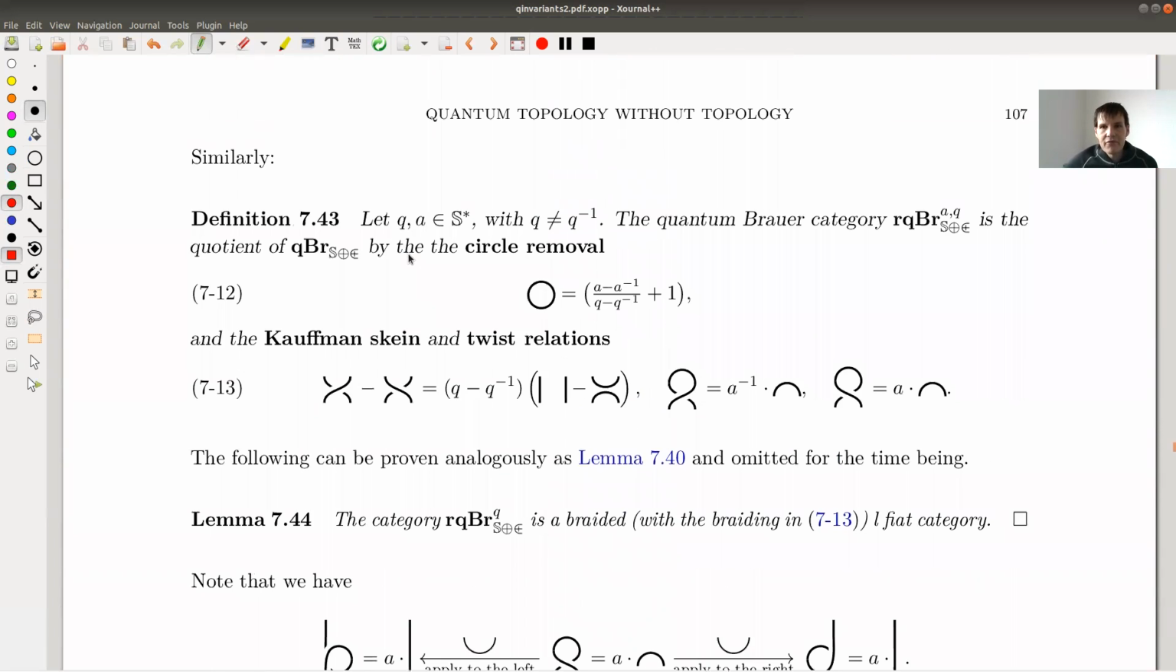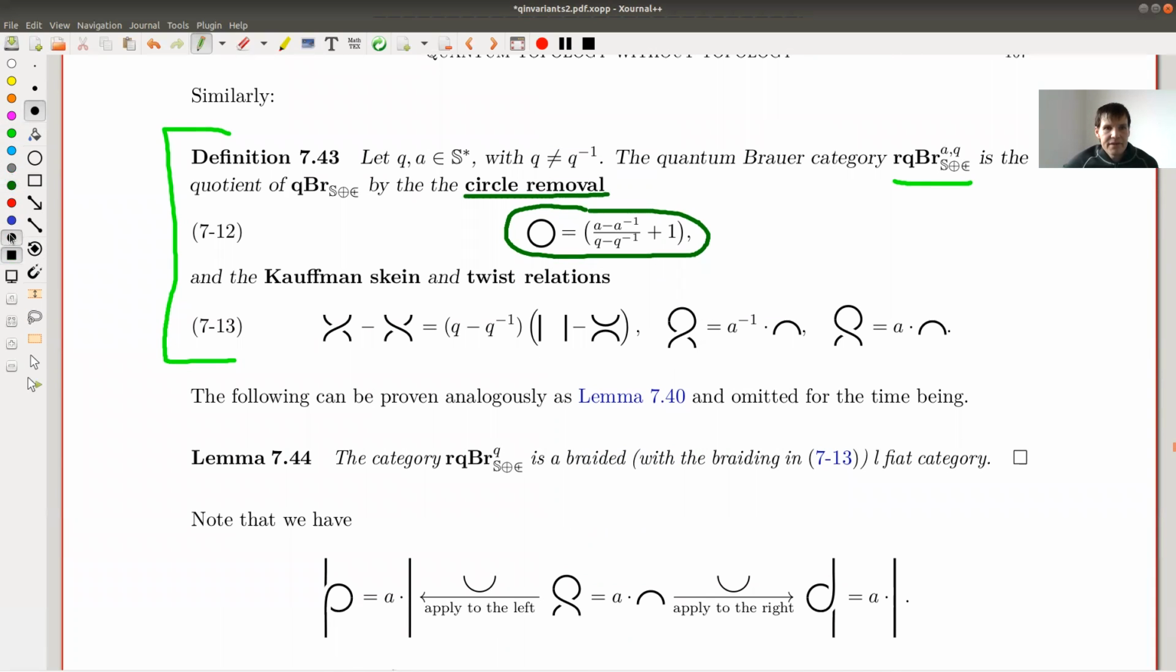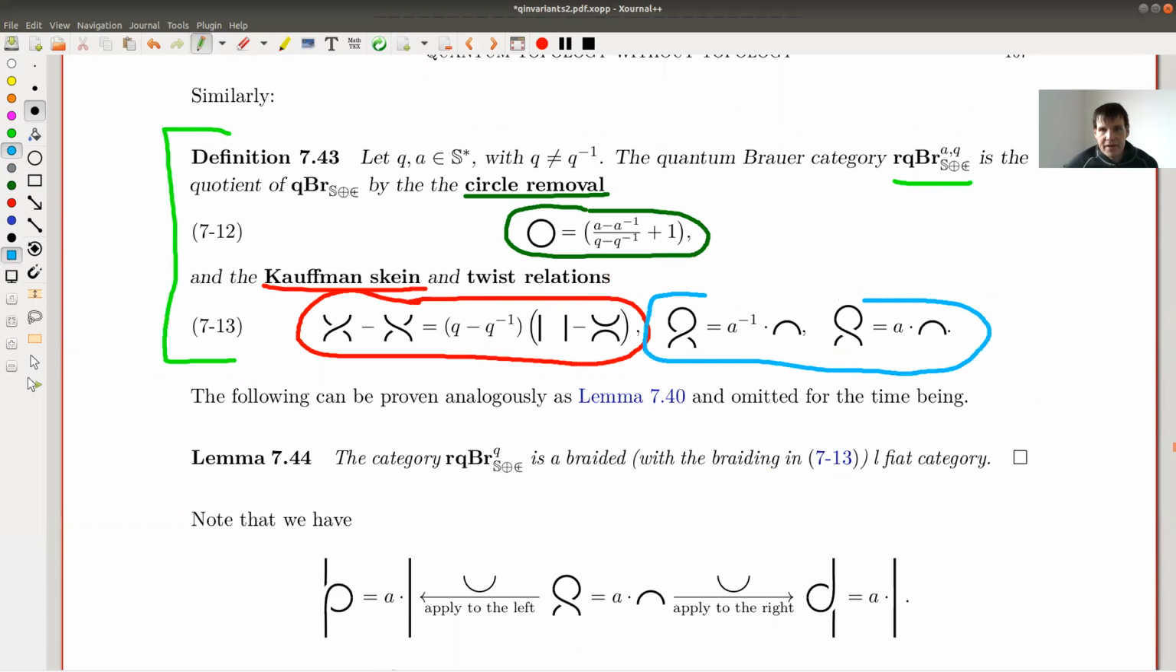And you can do the same for something like a Brauer category. That's what I'm discussing here. It gets more complicated because Brauer is more complicated than Temperley-Lieb, but the idea is the same. You have circle removal. It's a bit more complicated, but it's the same. You have some scalar. You have the Kauffman skein relation. So you have braiding, and you have a ribbon structure, so you can remove kinks.